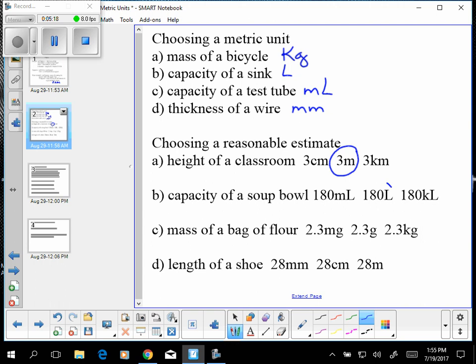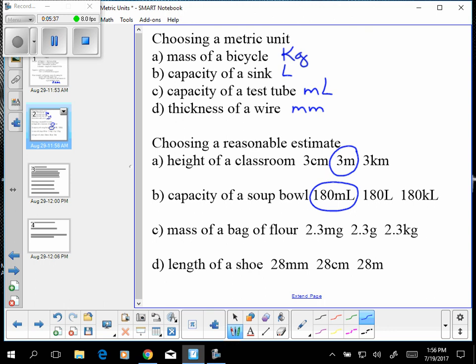So we're going to be going with that one. No, that's the one that a lot of people choose, but remember, it would be 180 quarts. That's well over 40 gallons. So you're going to want to go with 180 milliliters.